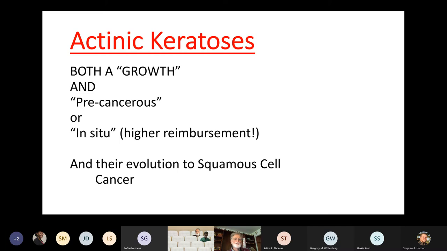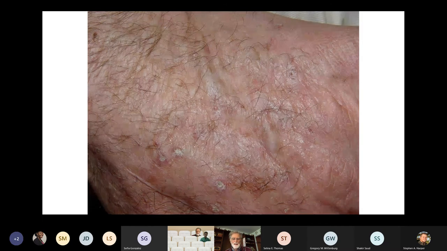And we've already talked about seborrheic keratoses. They're simple. They have no malignant potential whatsoever. Actinic keratoses do, and in fact, sometimes they're considered precancerous or in situ cancerous. In the beginning, dermatologists were doing that to get higher reimbursement until their grift was figured out. They can evolve, if they're not treated, into full-fledged squamous cells.